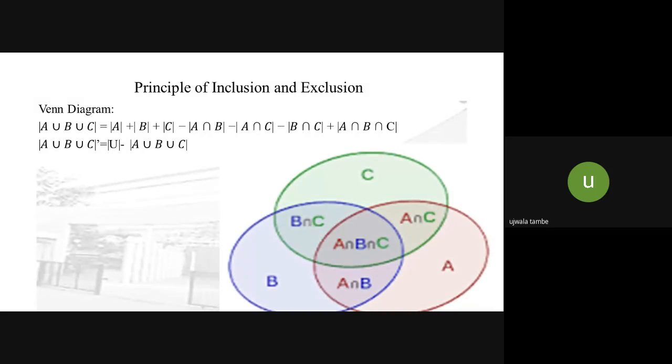Okay, same for A. For the elements which are available only in set A, at that time also we have to subtract the value of this portion and this portion from A. Same for B. Subtract the value of this portion and this portion from B.